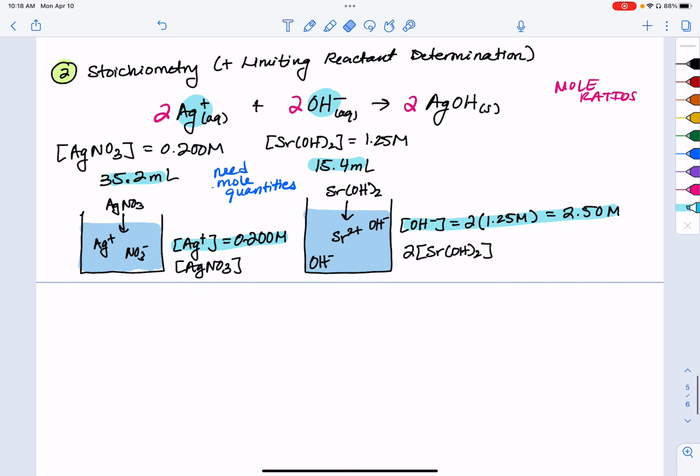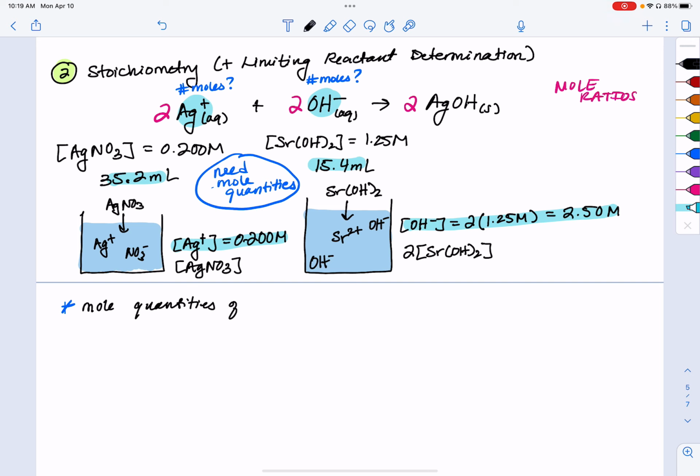Okay. Now, do I still have my mole quantities? Do I have a number of moles of silver reacted and a number of moles of hydroxide ion reacted? No, I do not. So let's go ahead and get our mole quantities of our silver reactant and our hydroxide reactant. Meaning, let's look in our pantry. Let's see what we have available to react.